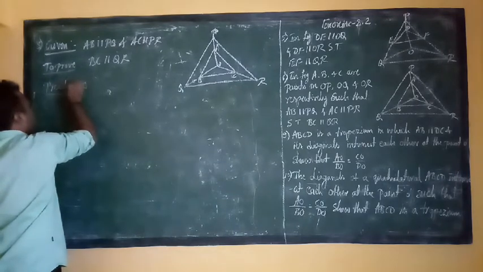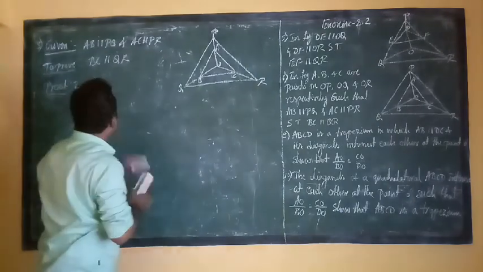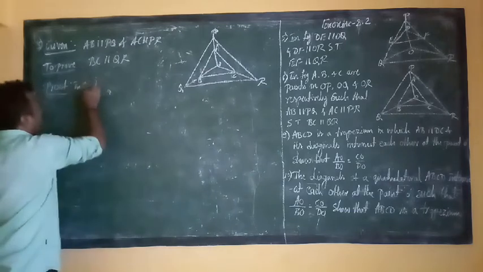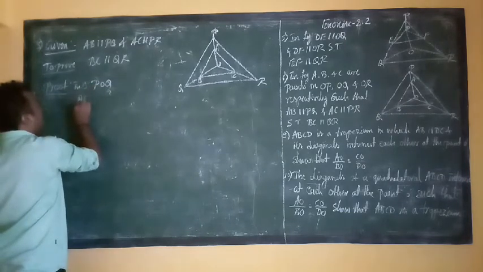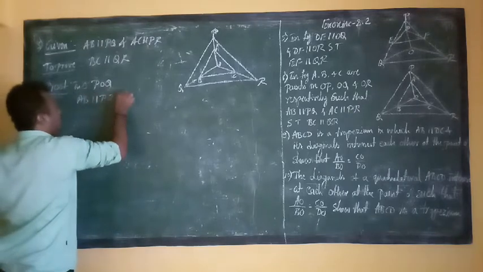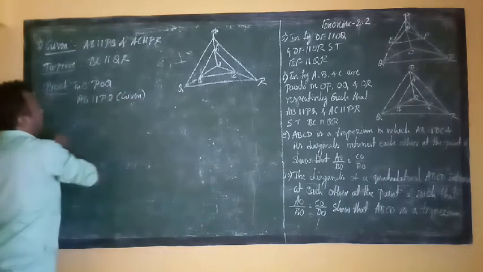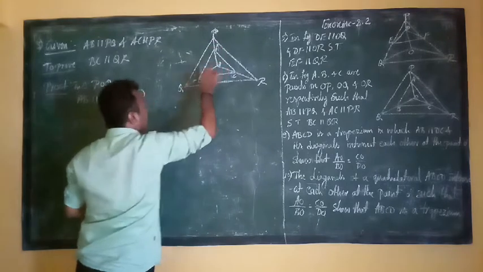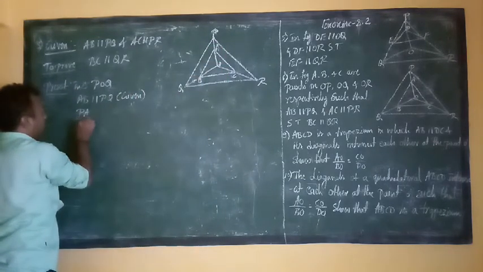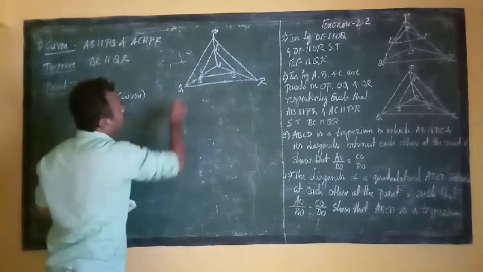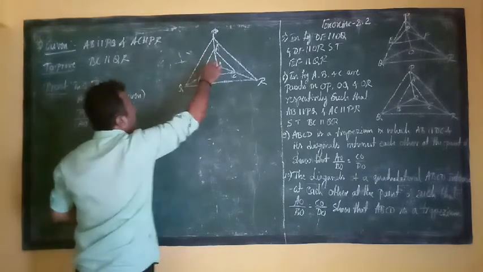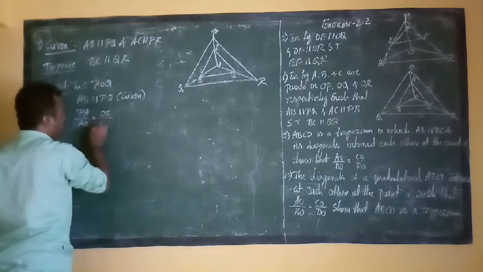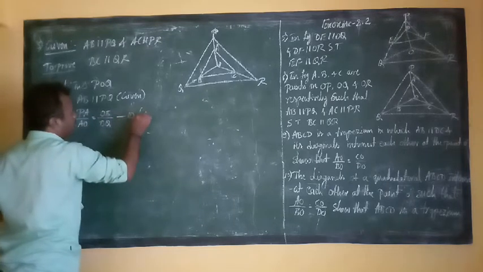So students, which triangle we have to use? First, given AB is parallel to PQ. Therefore, AB is parallel to PQ means POQ. In triangle POQ, here AB is parallel to PQ because of given. So we have to use the BPT. PA by AO is equal to OB by BQ. Equation number 1 by BPT.